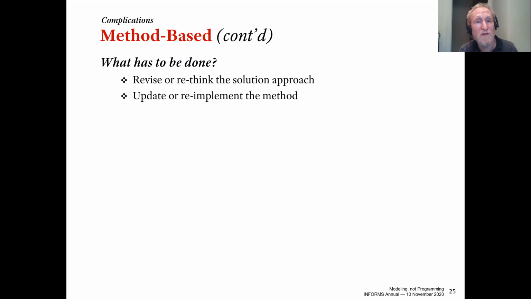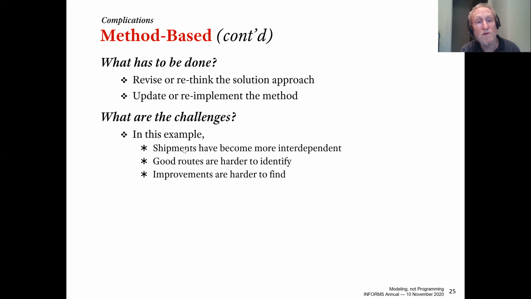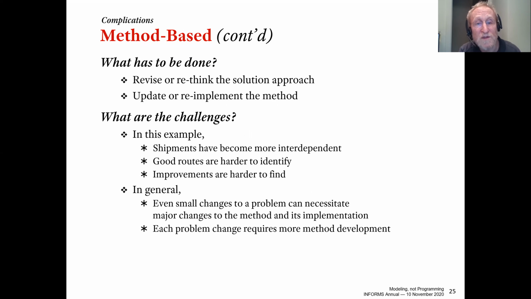So what does it do to the method-based approach? Well, you have to revise or rethink your solution approach and update or re-implement your method. And in this particular case, the trouble is that those additional complications have made the shipments more interdependent. And good routes are now harder to identify, improvements are harder to find. So you have more work cut out taking this approach. In general, even small changes to a problem can necessitate major changes to a method and its implementation. And every time there's a problem change, you have more method development. So this really is a challenge here. Problem changes because of that cycle are frequent.